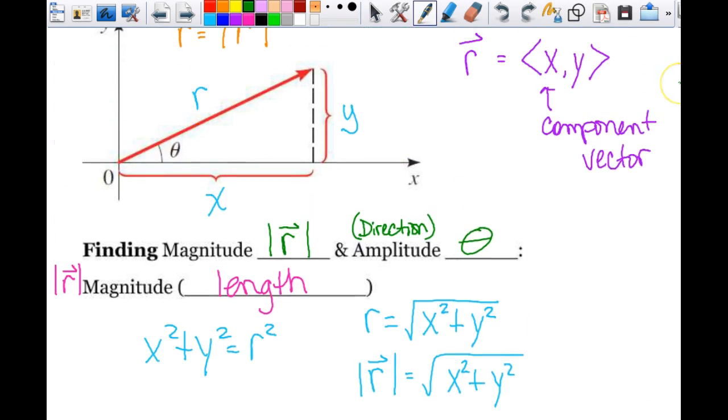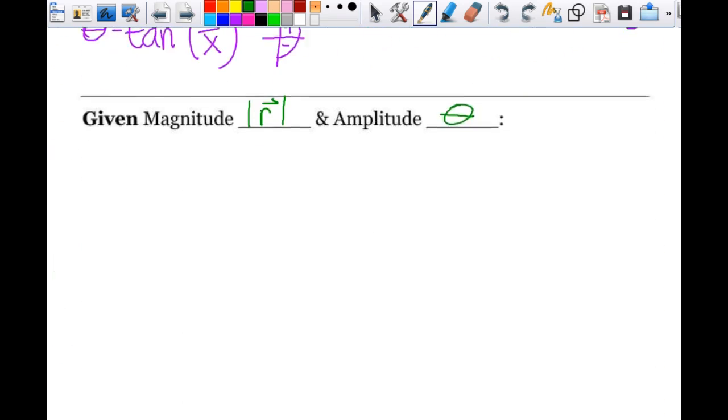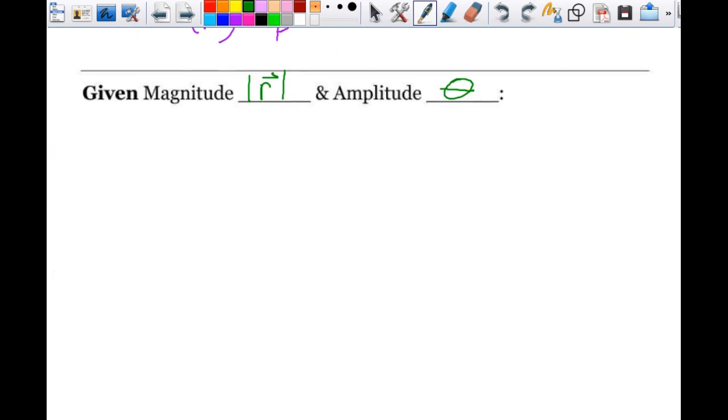If I am given theta and I'm given r, is that enough information to find x and y? Yes. Using what type of process? Sine and cosine, using trig, right? So if I took the cosine of theta, the cosine of theta would be equal to what over what?